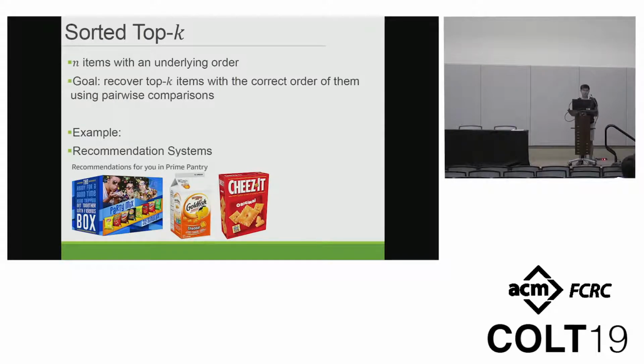Here are some examples of why we care about this problem. For example, a recommender system usually recommends to users a list of items chosen from a much bigger set, and these items are displayed in a certain order. Another example is a sports tournament, where teams compete with each other, and in the end we care about which teams are the top teams, and also about the rankings of the top teams.